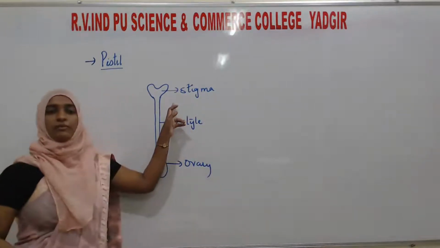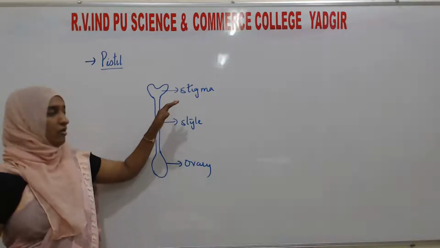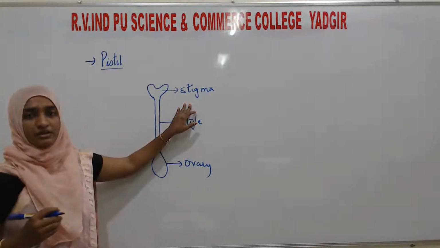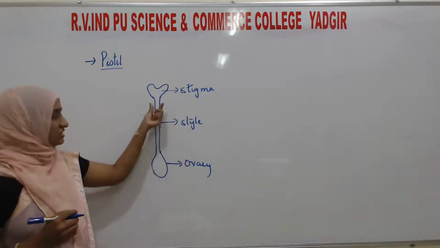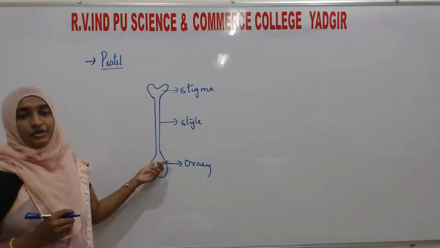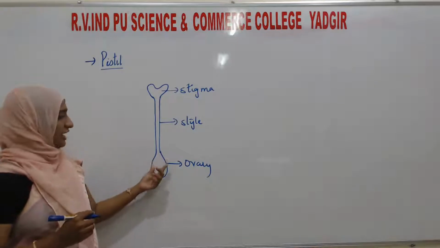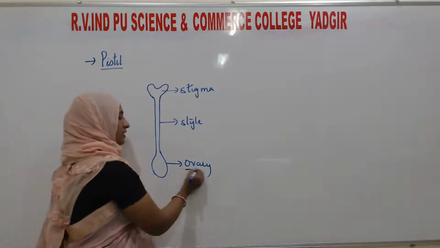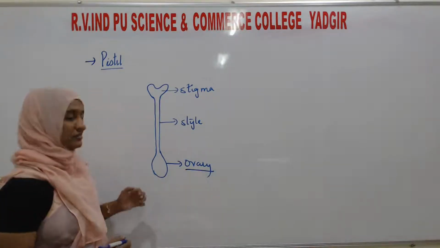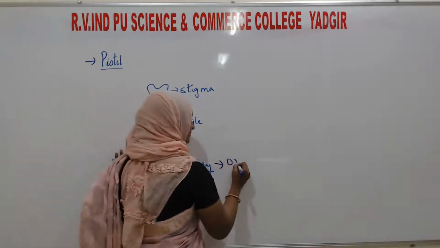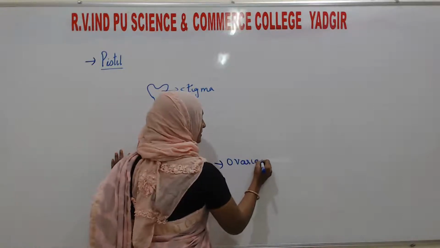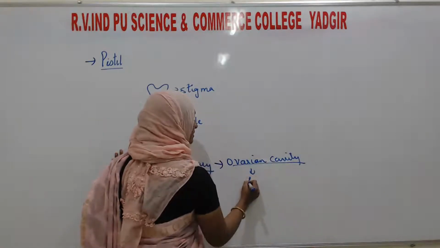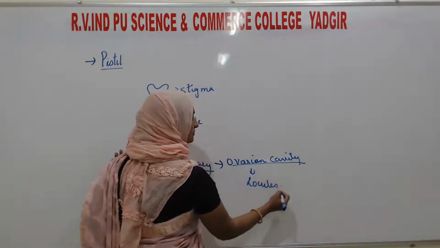Stigma is knob-like, in some plants pointed in shape, with a sticky surface, and it is a landing platform for the pollen grains. Style is a slender stalk or tube-like structure which terminates into a basal region, that is the ovary. In the ovary there is an ovarian cavity, and these ovarian cavities are known as the locules.